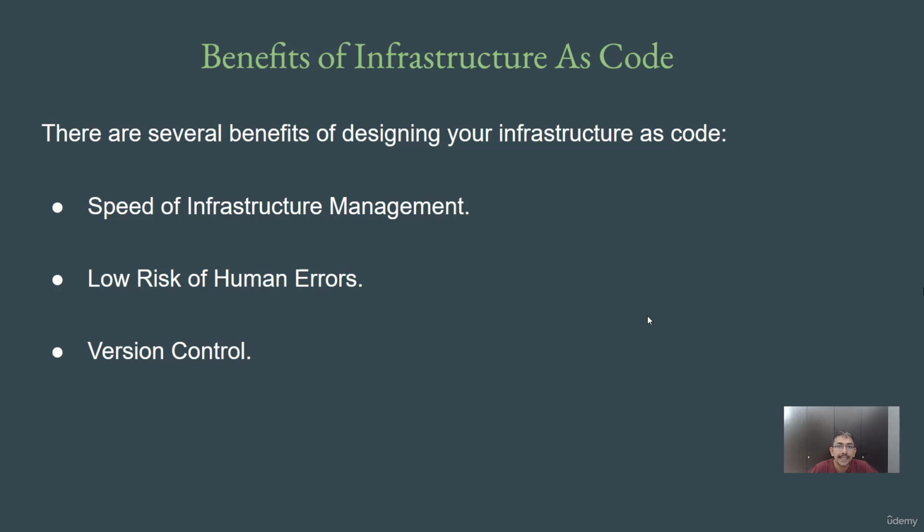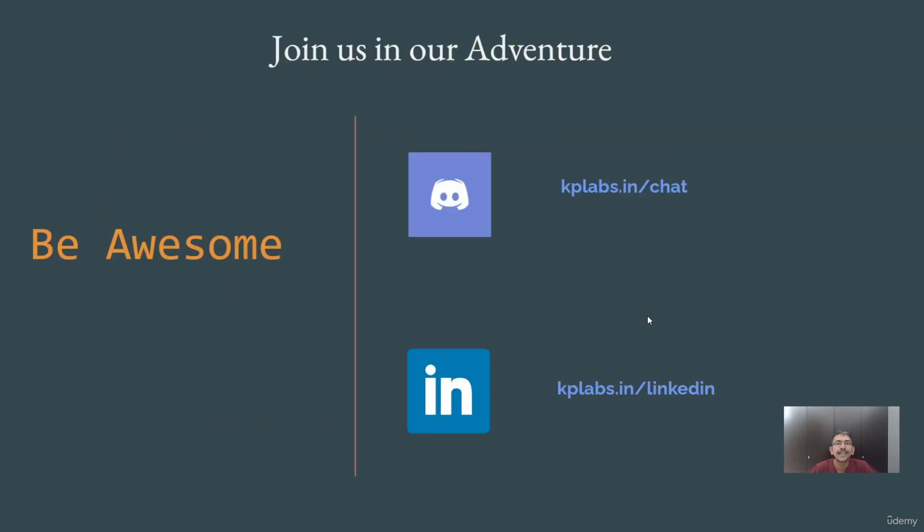Since you are writing the code, you can commit the code in your GitHub repository. You can have pull requests, you can have approvals and so on. And the fourth is easy collaboration between teams. Since the code is in GitHub, multiple team members can collaborate on the code to create the infrastructure required for your applications. So that's a very high level overview about infrastructure as code and the benefit that it provides.